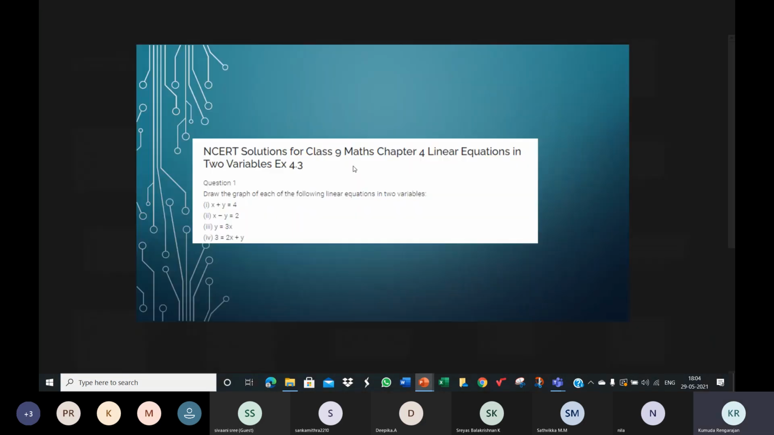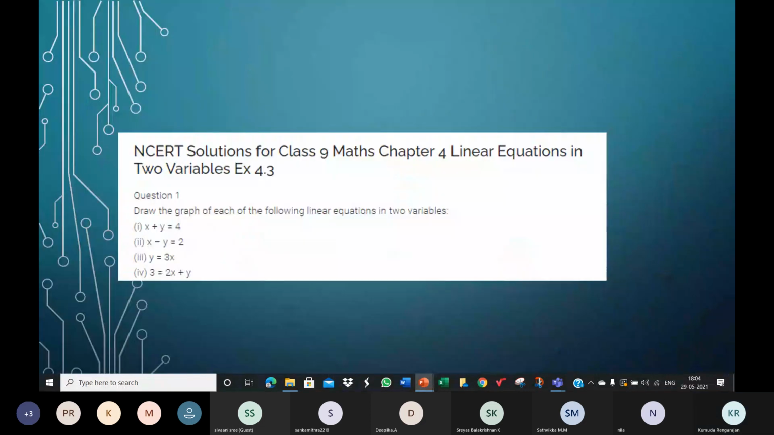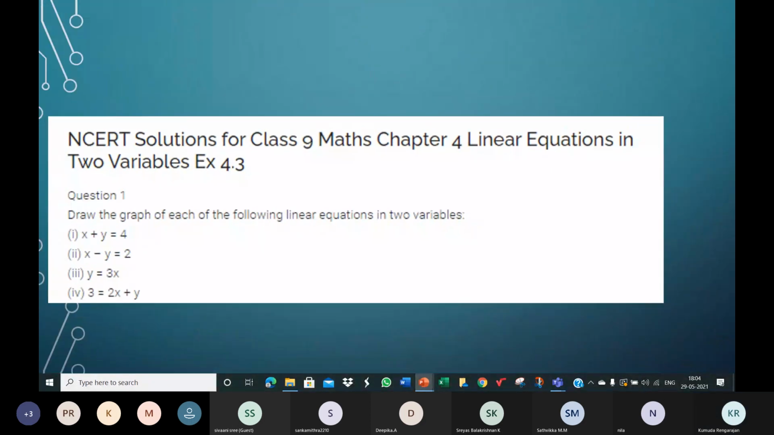Yes, we'll do these in the class now. Yes, children, draw the graph of each of the following linear equations in 2 variables. Get your graph notebook or graph sheets. Make the first graph. Make the XY table. Give different values of x and find the corresponding values of y. We'll do the first one and the third one alone, 1 and 3. Quickly get your graph book. Start working the first one.